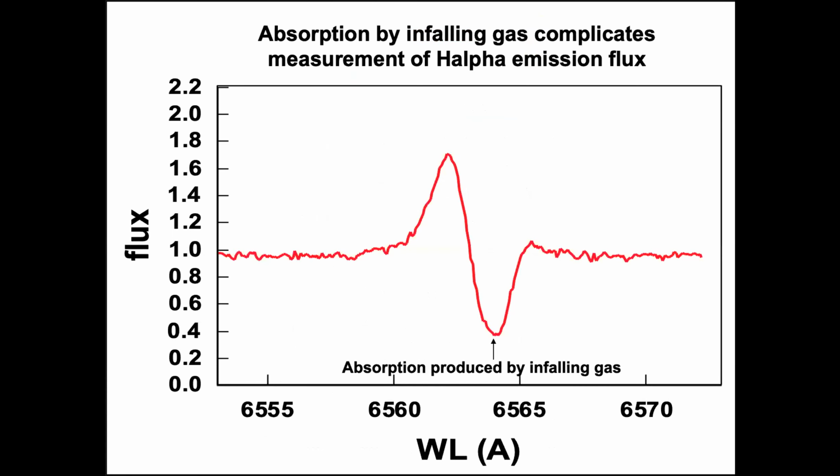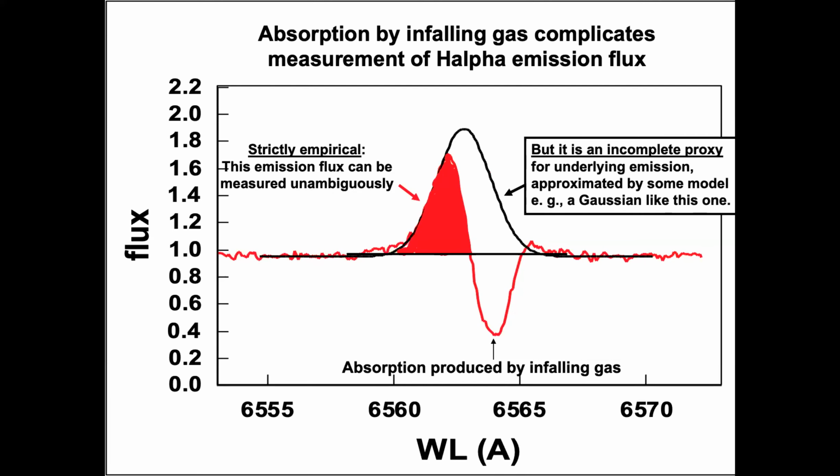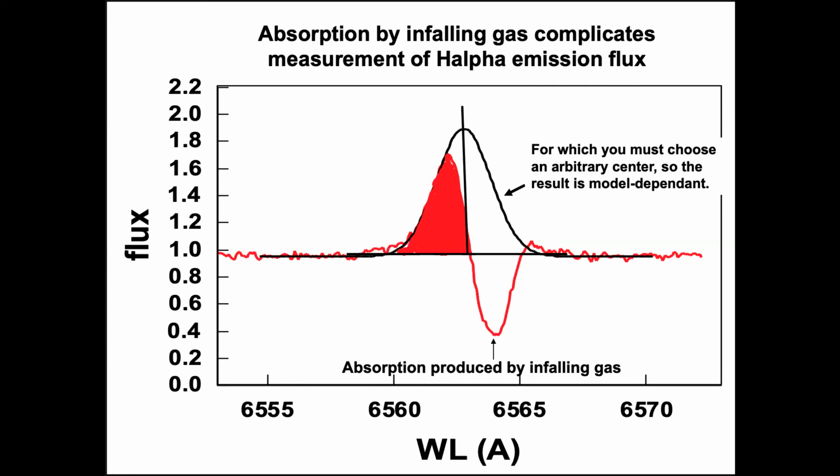Next slide. So there's just a single picture to show you the problem, the absorption produced by infalling gas. There's a strictly empirical, simple way to measure that flux. You can just use the splot routine of IRAF and count fluxes or pixel counts in that region, and it's an unambiguous measurement. But you know that must be an incomplete proxy for the underlying emission, which is approximated by some model like this one, a Gaussian of some sort in this case. And for that, you have to choose an arbitrary center. So the result is completely model dependent.